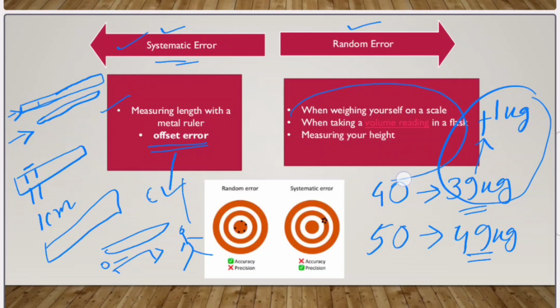Random errors, on the other hand, may occur due to the judgment of the observer.